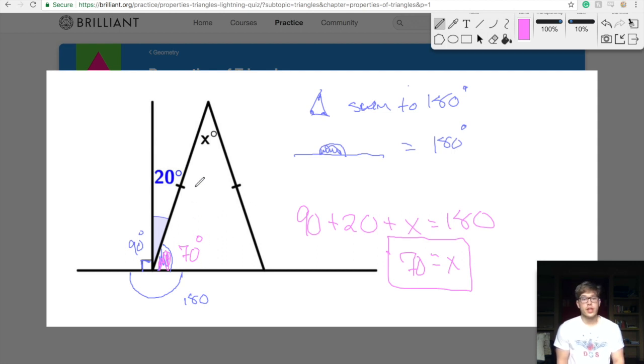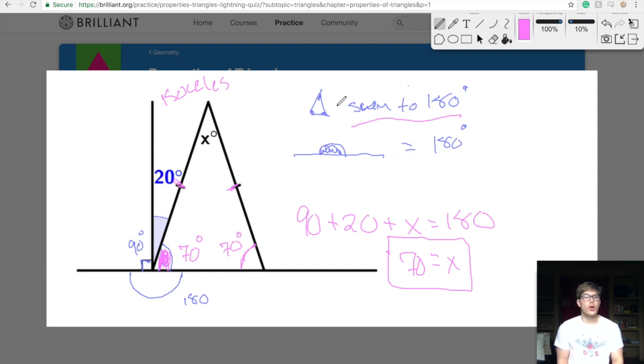Now again, the interior angles of a triangle must sum to 180. What else do we know? Well, in this triangle, we see that this side is equivalent to this side. So this is what we call an isosceles triangle. An important thing about isosceles triangles is that these angle measures are equivalent. So this 70 degrees is equivalent to this angle, so this angle must also be 70 degrees.